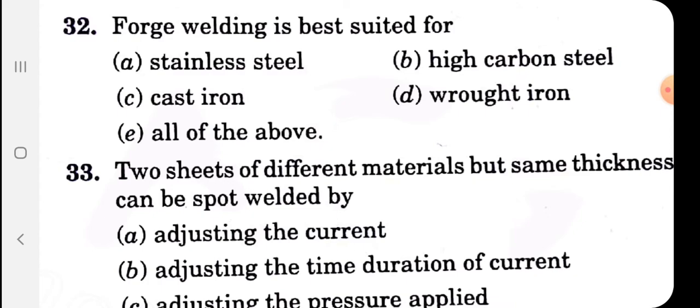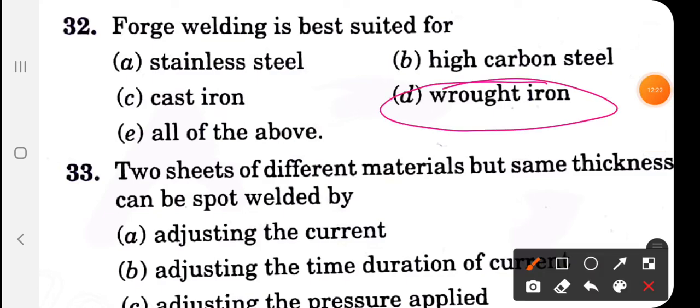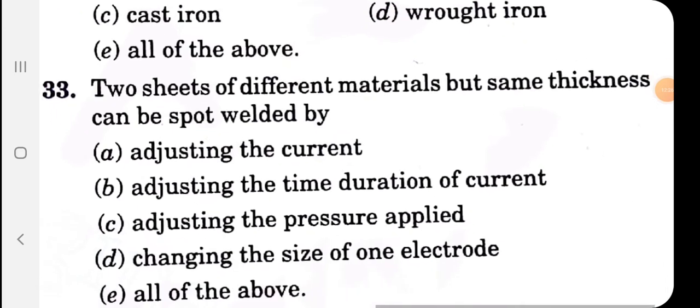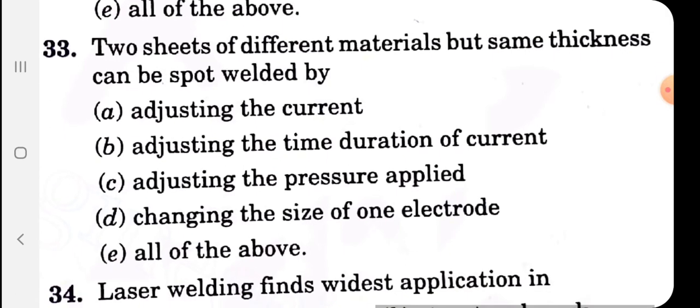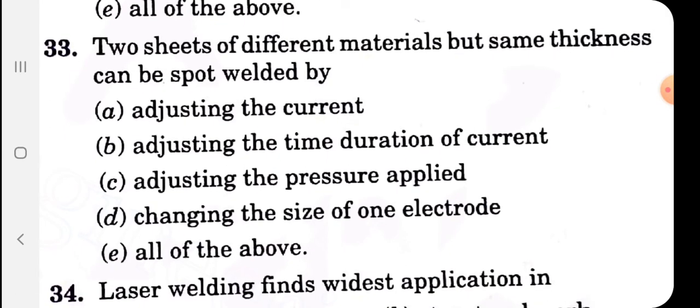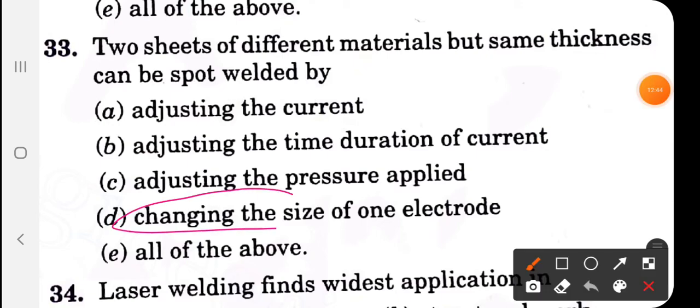Forge welding is best suited for wrought iron. Because of its smoothness, forge welding is best suited. 32 is D. 33. Two sheets of a different material but the same thickness can be spot welded by. 33 is D, by changing the size of the one electrode.